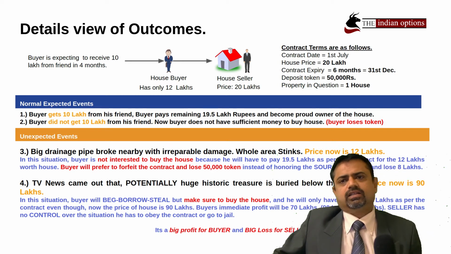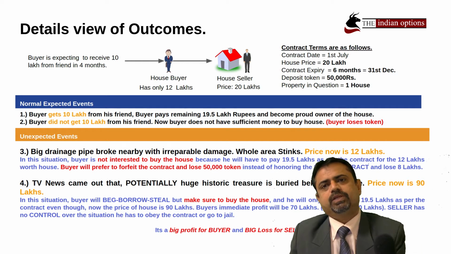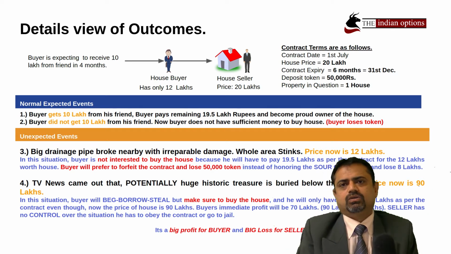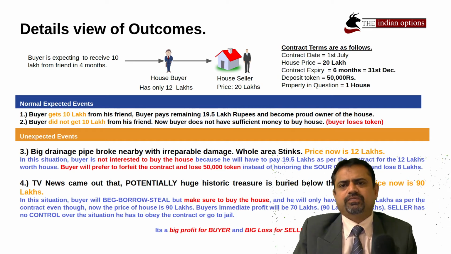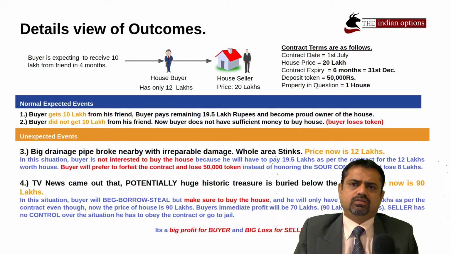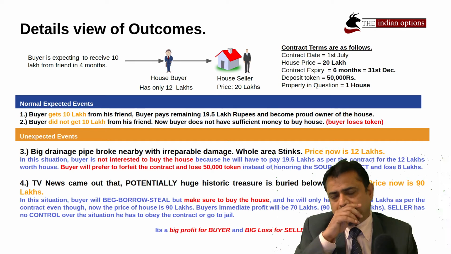Now in the third scenario, if the drainage pipe is broken and it is stinky, the house value is now 12. The buyer might have the money, his friend might have given him the money, but the buyer might choose not to buy the house. You know why? Because he will say, it is stinky, now the price is 12 lakh rupees, so why should I buy the house at 20 lakh rupees? Because the contract says 20 lakhs, so he will have to pay 20 lakhs if he really wants the house, or 19.5 for that matter.